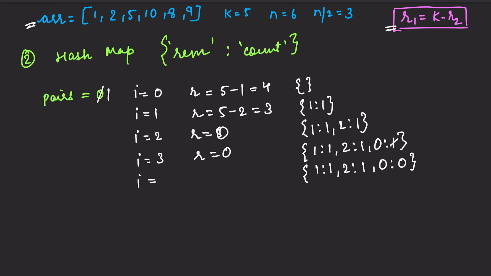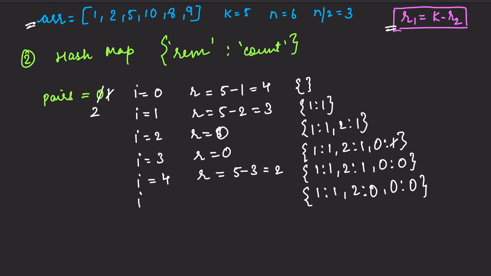Now we go to I equals 4. So R will be equal to 5 minus 3, which is 2. Do we have any 2's present? Yes, we do. So we reduce the count by 1 for 2, which is 0, 0, 0, and we increase the pairs count, so it will be 2.